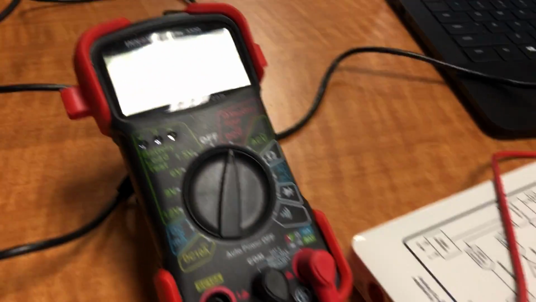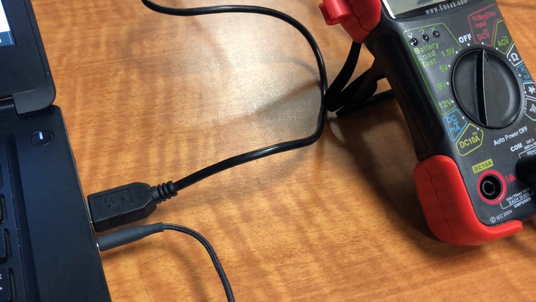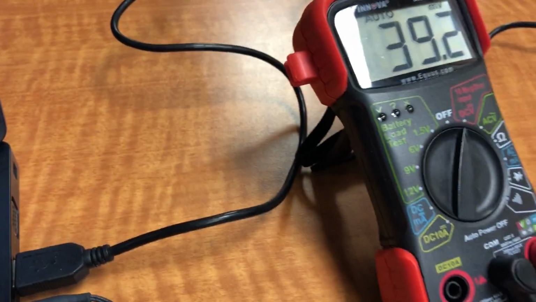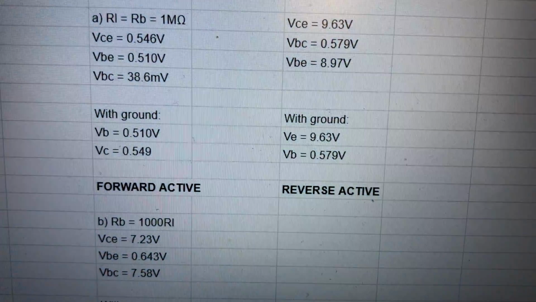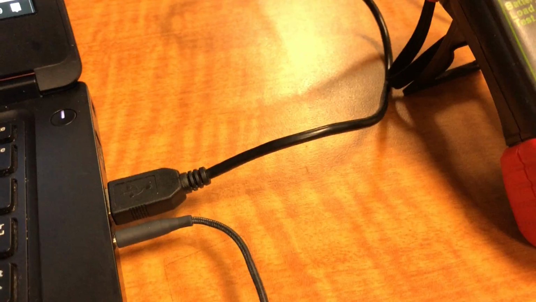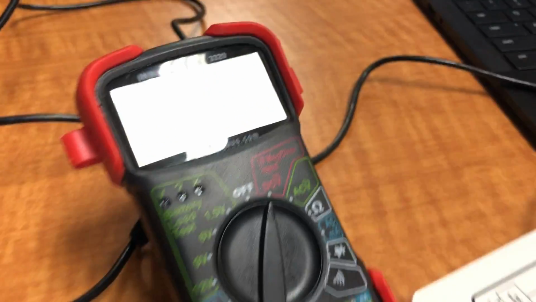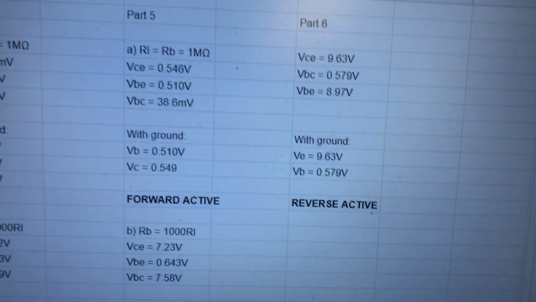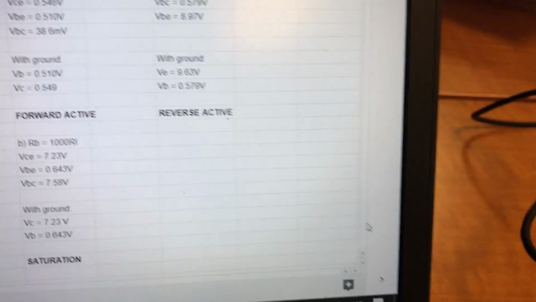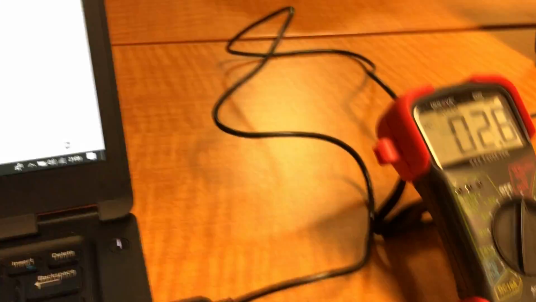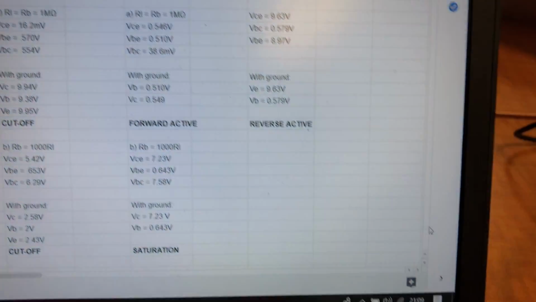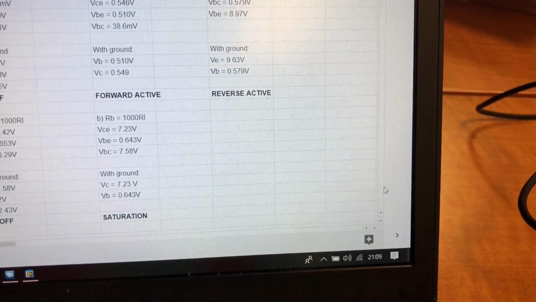So 5.6, 5.6, and then collector and base, 39 millivolts, 38.6 millivolts. Base and emitter, 5.2, 5.1. Okay, that makes 0.51. That's forward active.